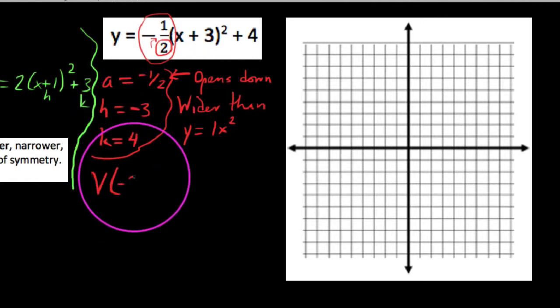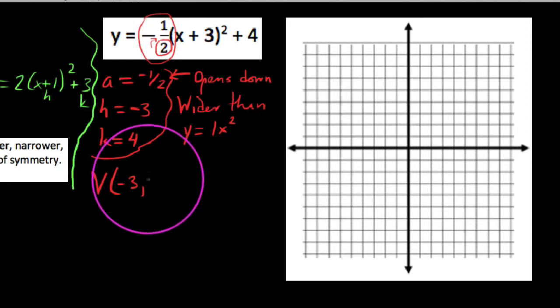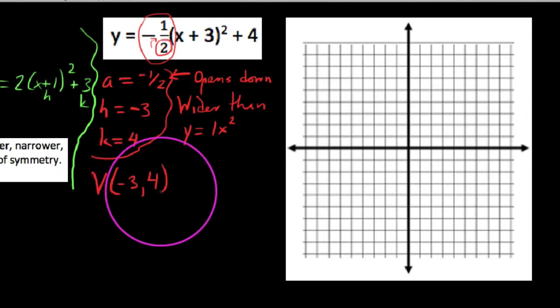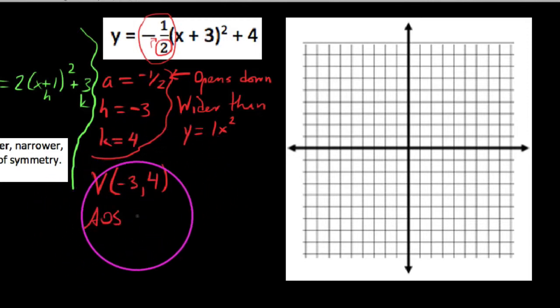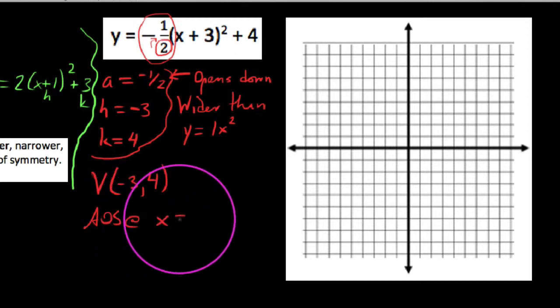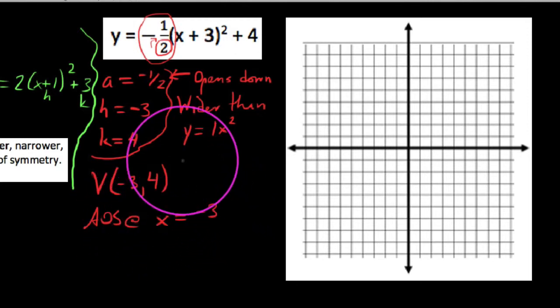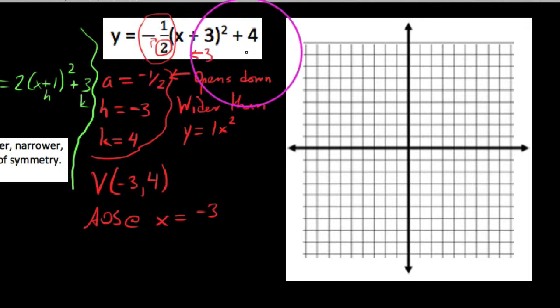As far as the vertex goes, we say the vertex is at (h, k). So if h is negative 3, that's the x value of our vertex, and k is 4, so that's the y value of our vertex. And then we say the axis of symmetry, the AOS, is at x equals negative 3. So to graph all of this, we just head over to our coordinate plane here. We say (negative 3, 4) is where our vertex is at. In other words, this graph was shifted left 3 units, up 4 units. So from the origin: 1, 2, 3, then 1, 2, 3, 4. So here's the vertex on this parabola.